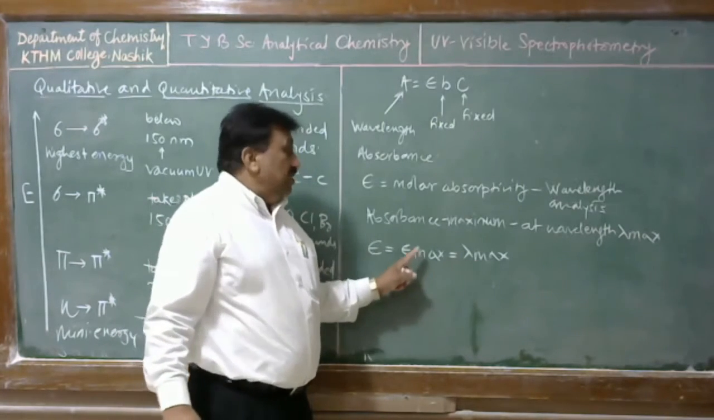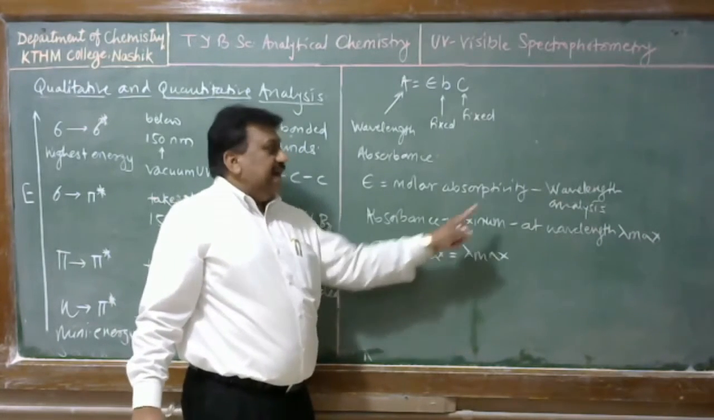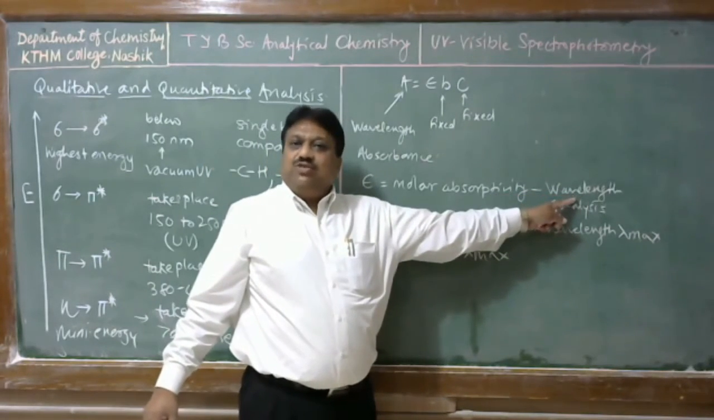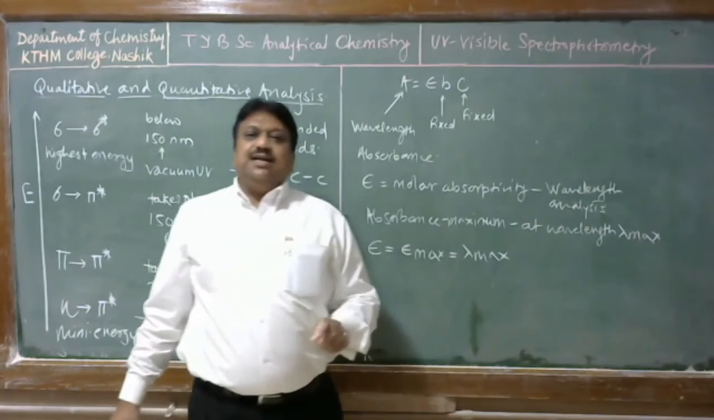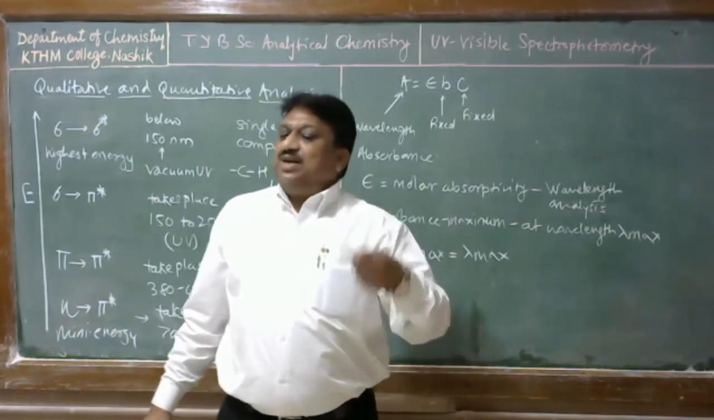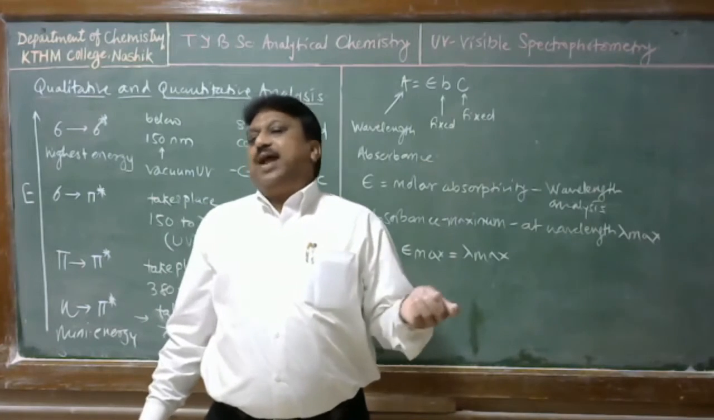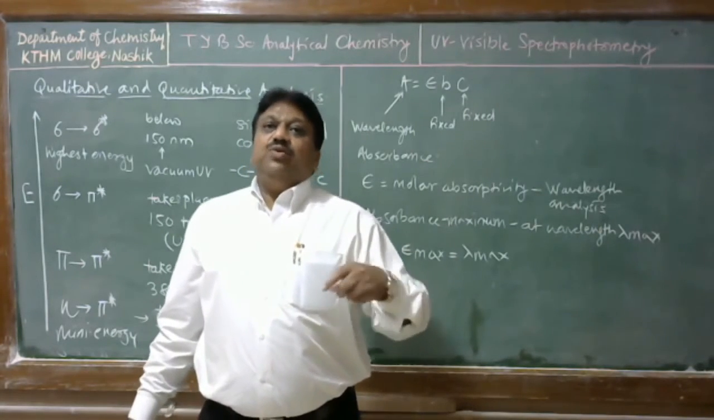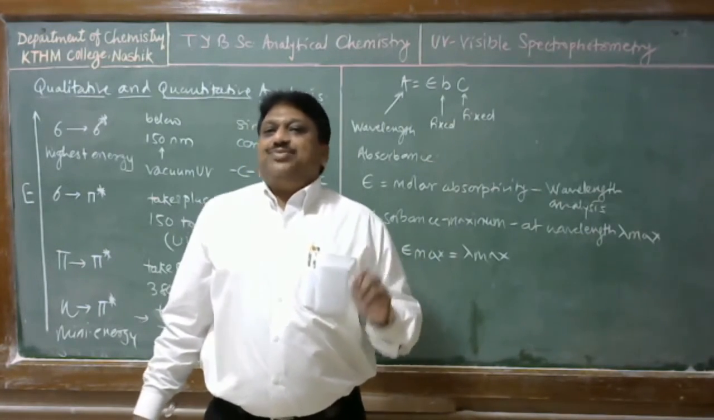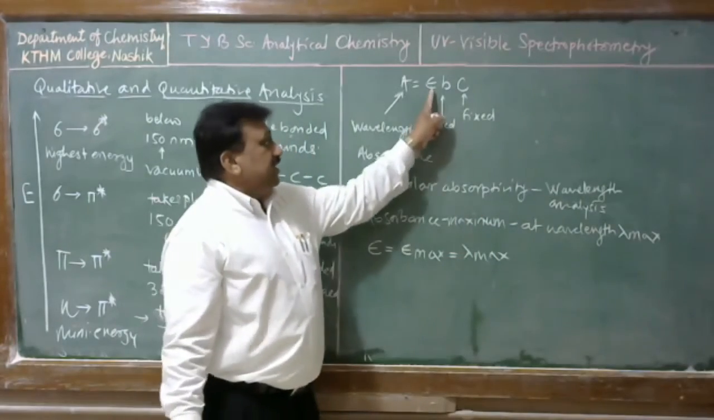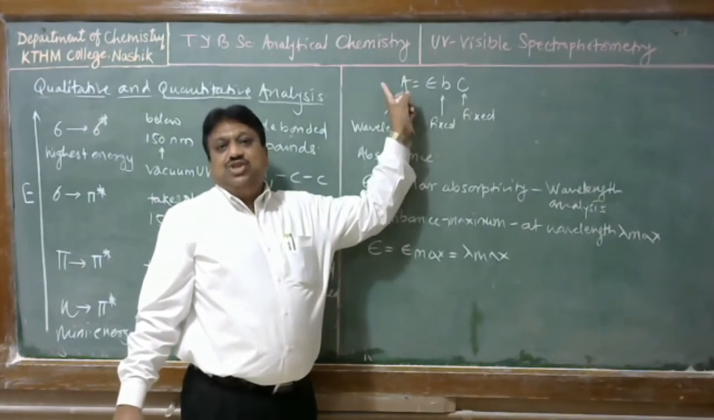And therefore molar absorptivity is the identity of the material, because it is determined by the wavelength of analysis. If some compound is transparent to that wavelength, that means it does not absorb at that wavelength. At that time, we say that the molar absorptivity of that compound at this wavelength is 0. That means if this value is 0, absorbance is 0.